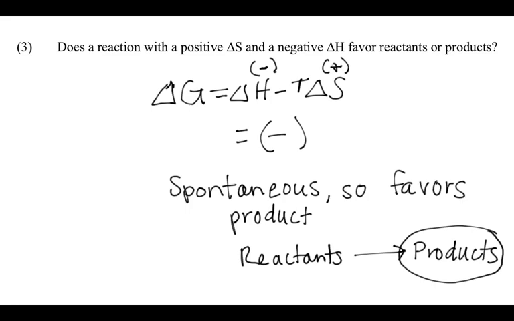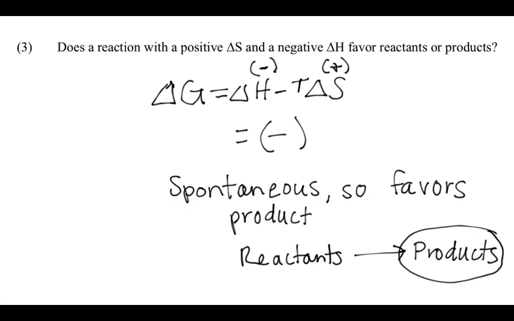But you see, in this case, if the delta H is negative, it means it's exothermic, and the delta S is positive. That means it always favors the products. It can never favor the starting materials. Now, if the opposite is true, if the delta H is positive and the delta S is negative, then it will always favor the starting materials, right? So those are the easy cases.